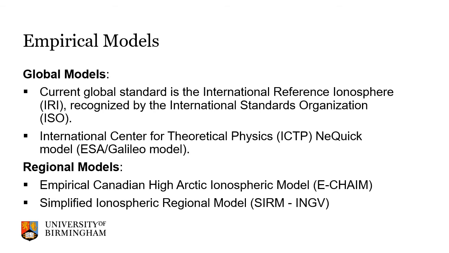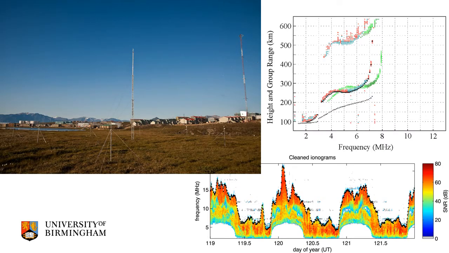There are also regional models, like the Empirical Canadian High Arctic Ionospheric Model, or E-CHAIM, which is the model that I developed as part of my PhD and postdoctoral work, as well as the Simplified Ionospheric Regional Model, or SIRM, that was developed at the Italian National Institute of Geophysics and Volcanology. So, unsurprisingly, I'm going to talk a little bit about E-CHAIM.